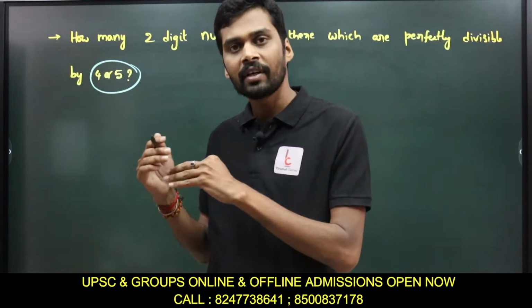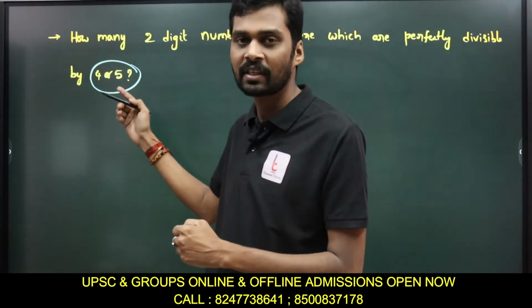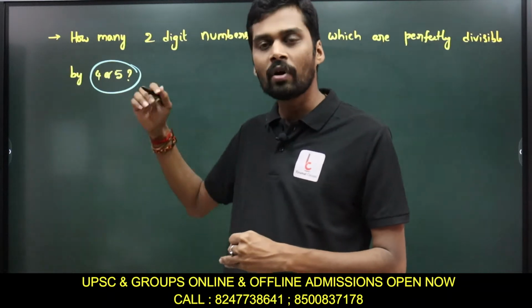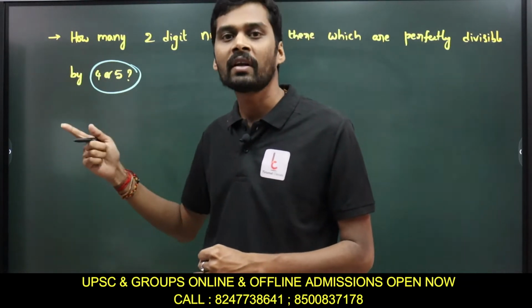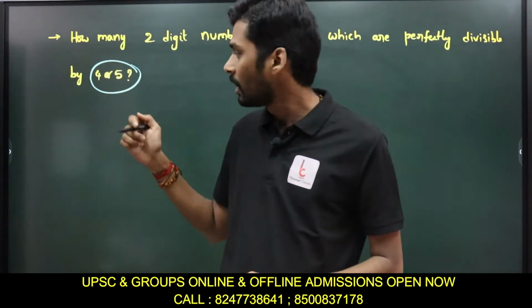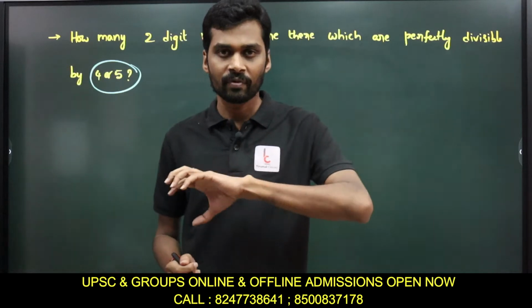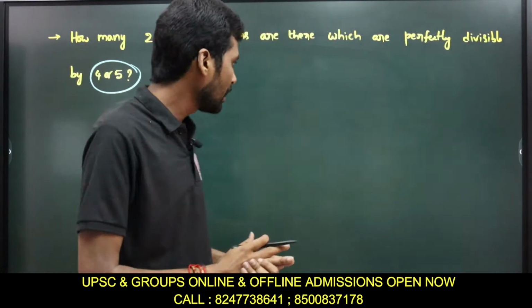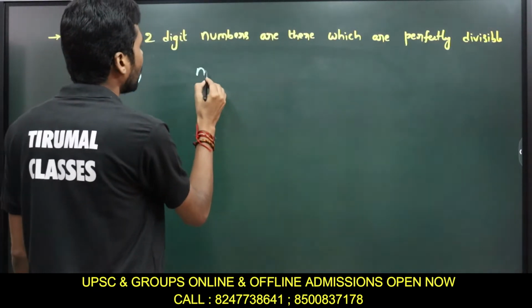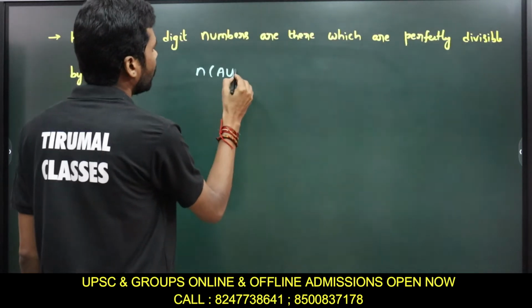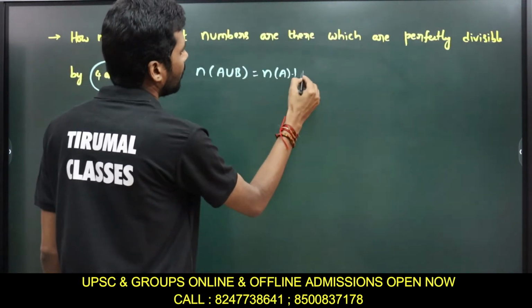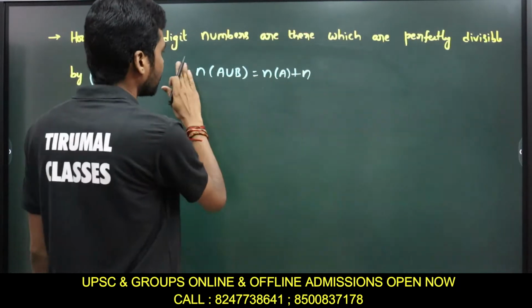We have 3 different cases. First case is if you have a single number. The second case is if 2 or more numbers are there with a condition of AND, then we take the LCM of those numbers. If OR is there, if the problem is with a condition of OR, then what is the procedure we follow? N of A union B is equal to N of A plus N of B minus N of A intersection B.